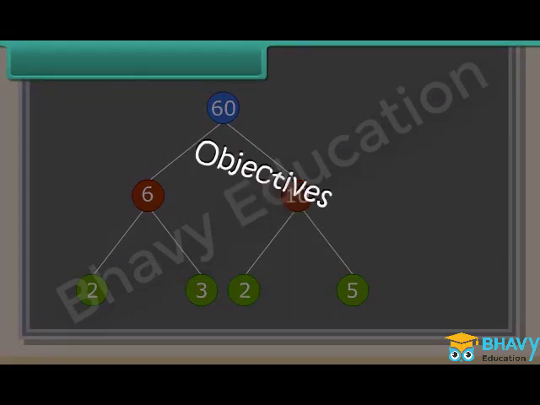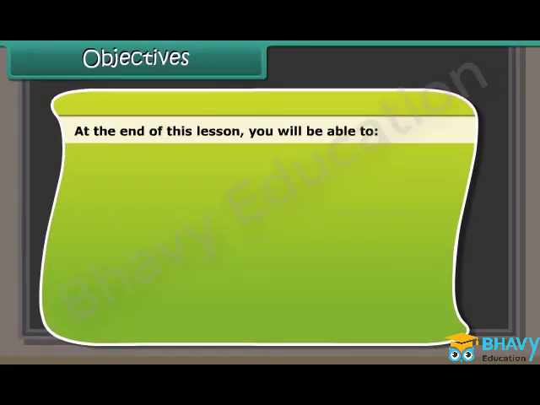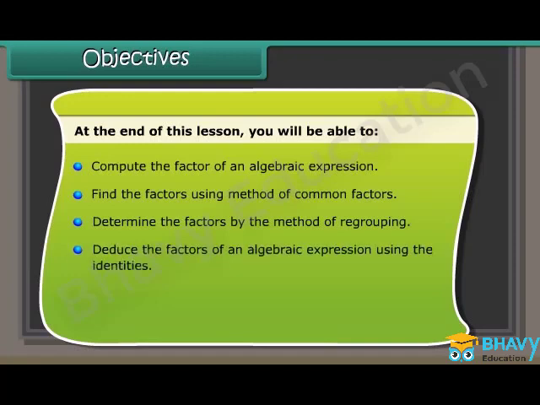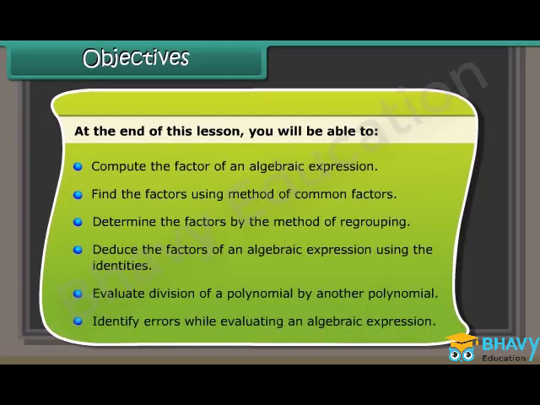Objectives. At the end of this lesson, you'll be able to compute the factor of an algebraic expression, find the factors using method of common factors, determine the factors by the method of regrouping, deduce the factors of an algebraic expression using the identities, evaluate division of a polynomial by another polynomial, identify errors while evaluating an algebraic expression.